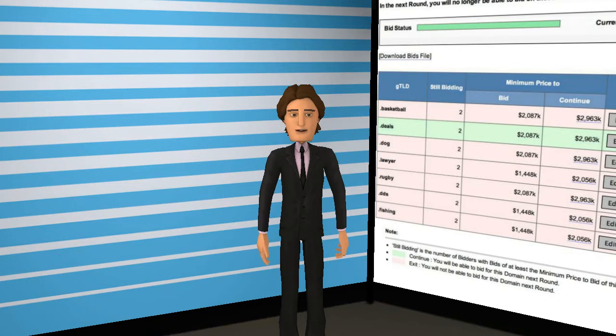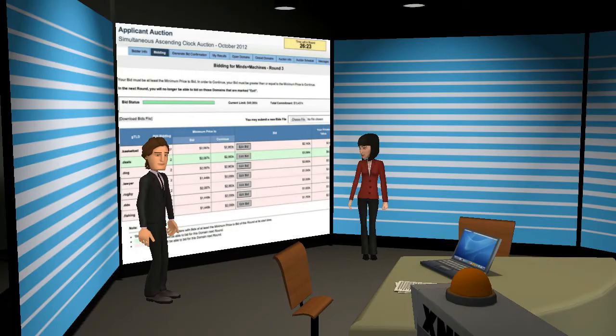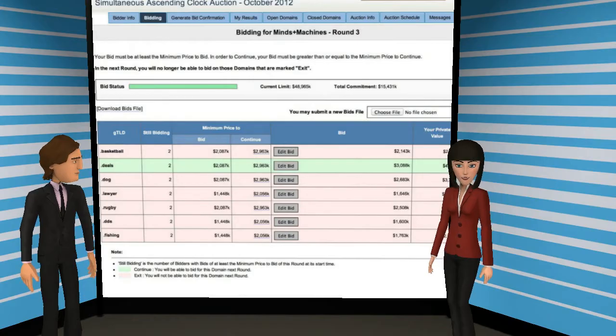If no action is taken for a domain, it will be assumed that the bidder has chosen to drop out from that domain. Actually, let's continue our exploration of the bidding screen. The bids are entered on the 5th column by clicking the button, Edit Bid. After a bid is submitted, the auction system automatically compares your bid with a minimum price to continue, and indicates whether you will be exiting from a domain or not with the current bid. This information is also shown on the last column.